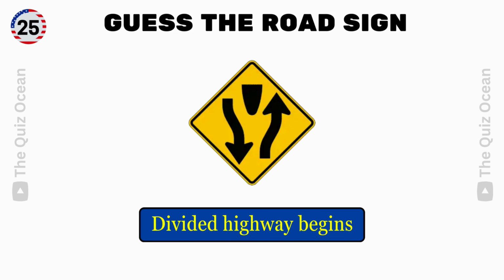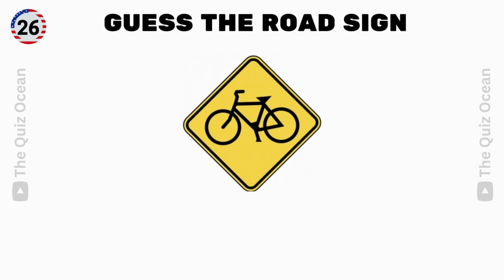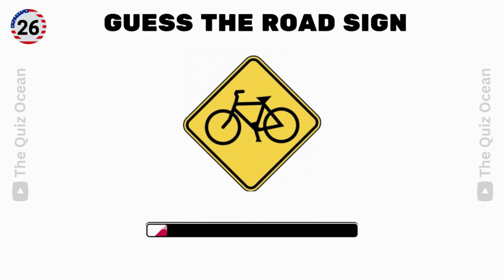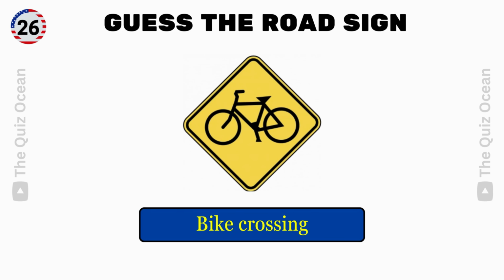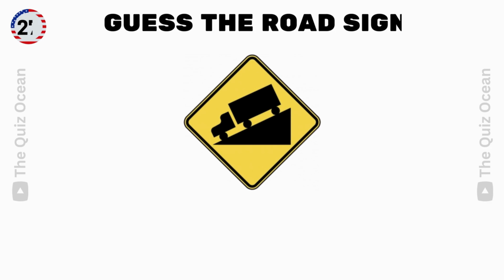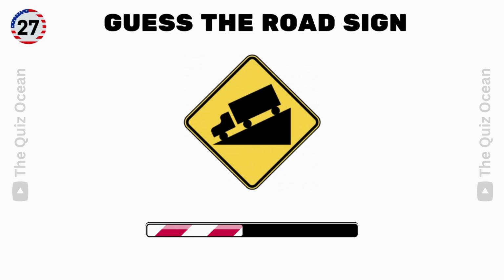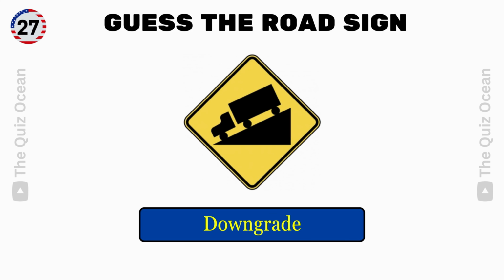Divided highway begins. Guess the sign. Bike crossing. Guess the meaning of this important traffic sign. Downgrade.